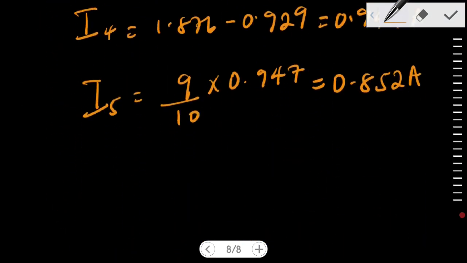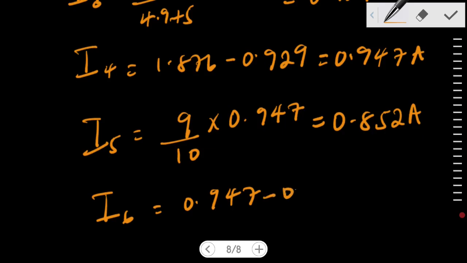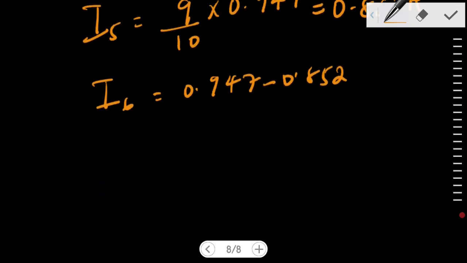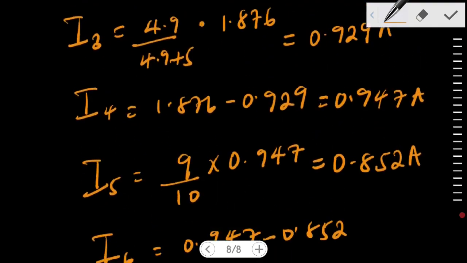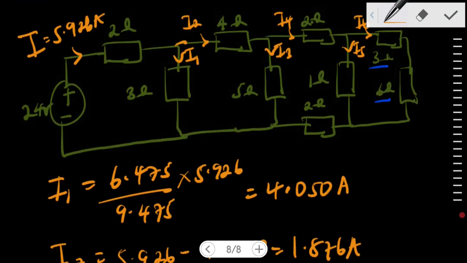That means that in the same case, we can get I6, right? So our I6 will be equal to 0.947 minus 0.852. So in this case, we shall be having 0.095 amps. So out of that, that would be our I6, right? The current that's going through the 3 and the 6 ohm resistor.